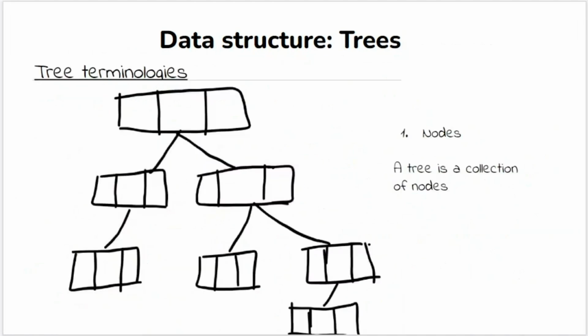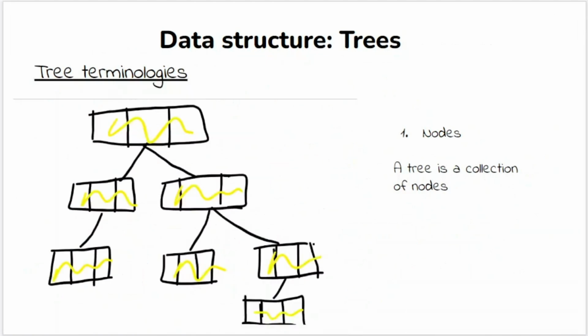Now let's discuss some tree terminologies. The first thing we're going to discuss is a node. A node is something that you will commonly hear talked about in a tree. A tree is a collection of nodes. When we talk about nodes, you can see the highlights in the images in the blue highlights.